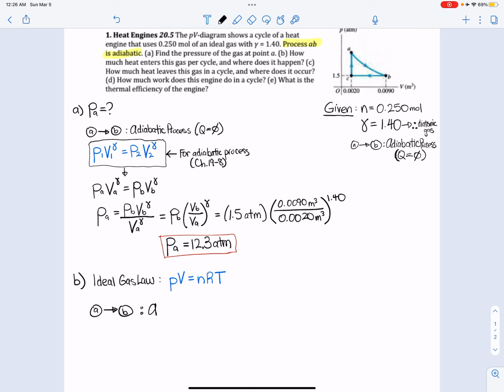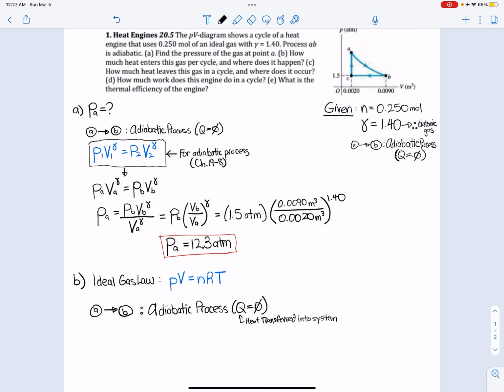So A to B is an adiabatic process. So there's no heat transfer and Q is equal to 0. Okay? Q means heat transfer, or heat transferred into the system. So that takes away one of three processes, or one of three segments of the cycle.